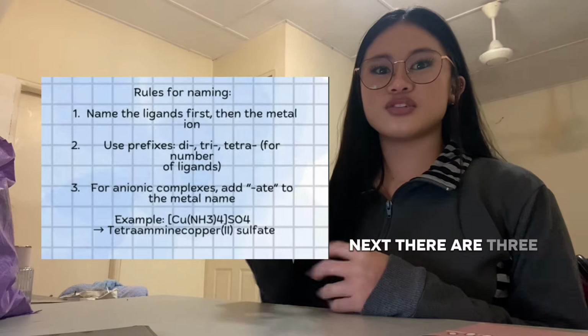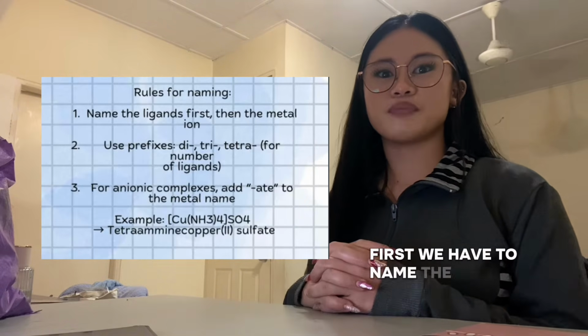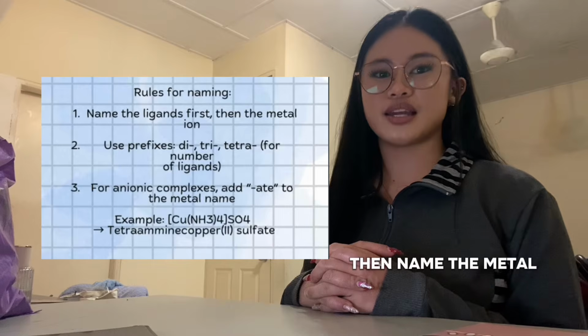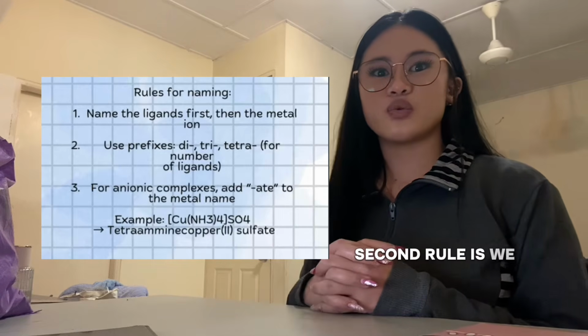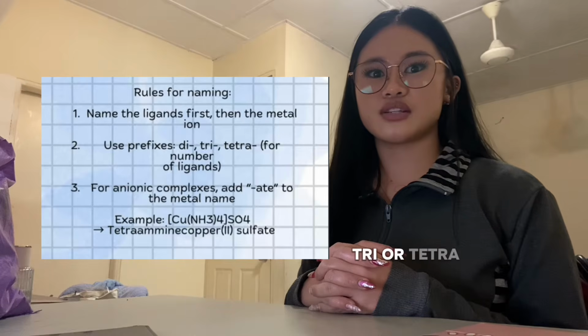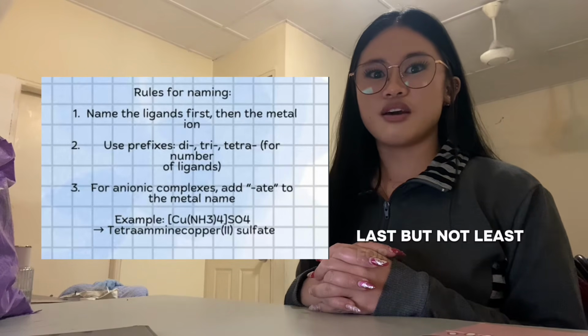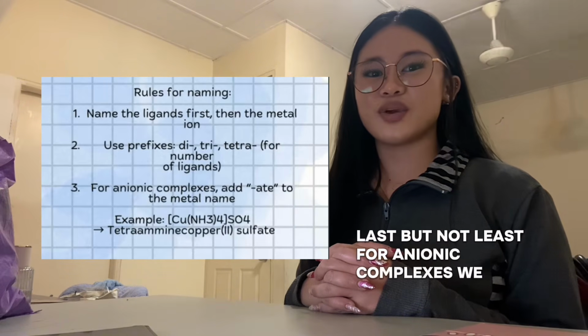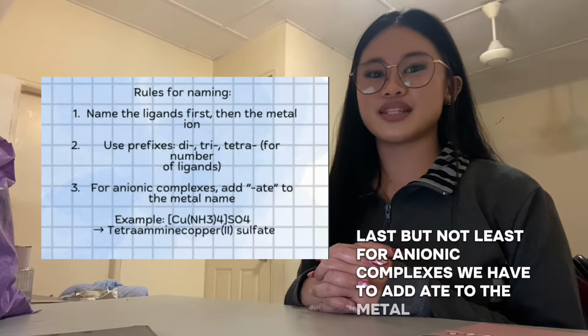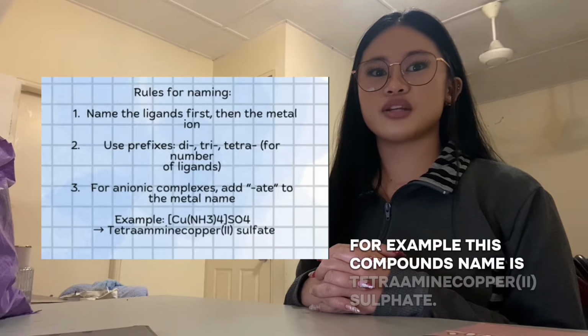Next, there are 3 rules in naming coordination compounds. First, we have to name the ligand first, then name the metal ion. Second rule is we are required to use prefixes such as di, tri, or tetra to indicate the number of ligands. Last but not least, for anionic complexes, we have to add -ate to the metal name. For example, this compound's name is tetraamminecopper(II) sulfate.